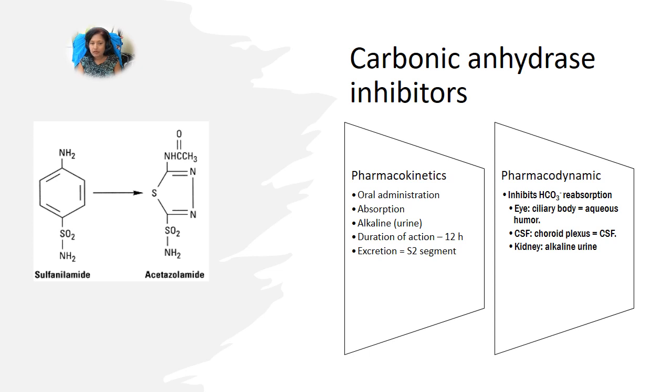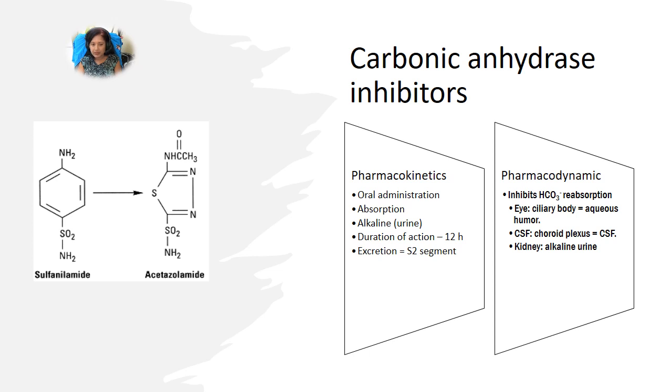These drugs are excreted at the S2 segment of the proximal convoluted tubule. Therefore, dose monitoring or dose reduction in patients with renal insufficiency is important. Because they inhibit the reabsorption of bicarbonate ions, and it causes diuresis, they have limited clinical applications today.